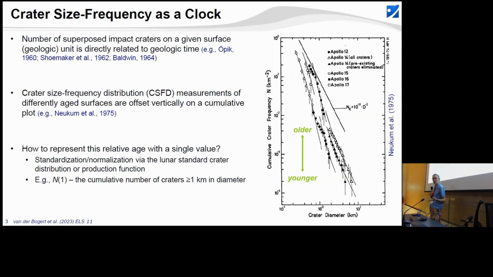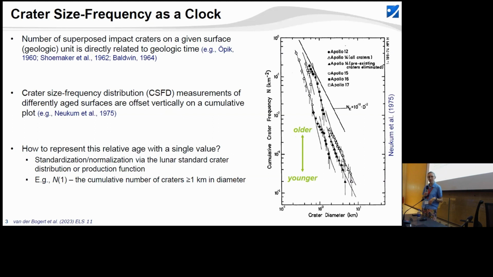Okay, so when we get into actually generating a data set, what we do is we measure a size frequency distribution, and this is just one of the standard ways of plotting it, where you have a cumulative crater frequency, so the number of craters in particular size bins versus the crater diameter at the bottom. And the older surfaces have a curve that's vertically higher, and the younger surfaces have a curve that's vertically lower.